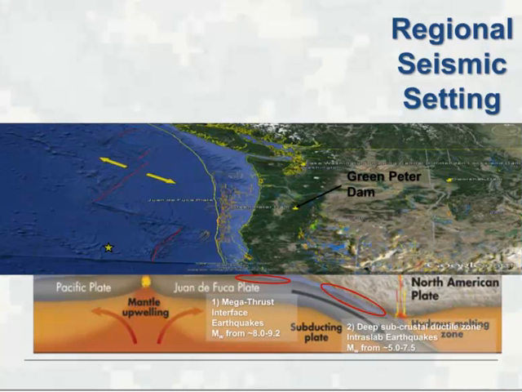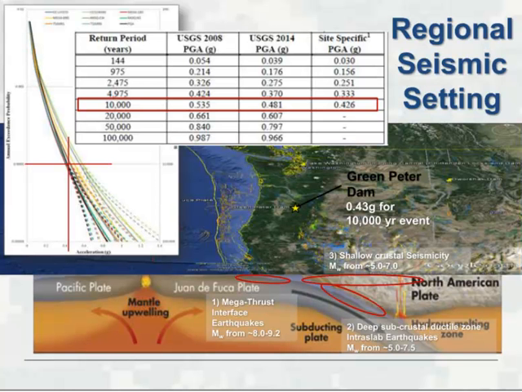So if we look at the regional seismic setting, we're up in the Pacific Northwest. So we have a subduction environment where the Juan de Fuca plate is being thrust down and underneath the North American plate, and we have three seismic sources that we are evaluating the entire structure from. You're looking at the megathrust interface earthquake, the deeper ductile interslab earthquakes, and then we have the crustal type faults. And so these are generating ground accelerations at the project site that are on the order of 0.4 to 0.5.